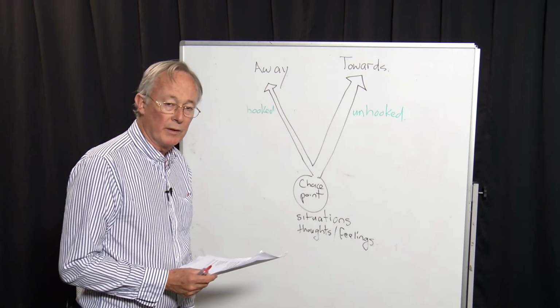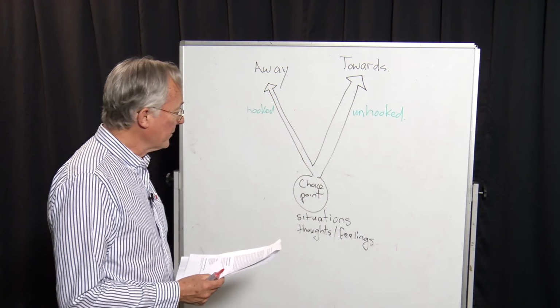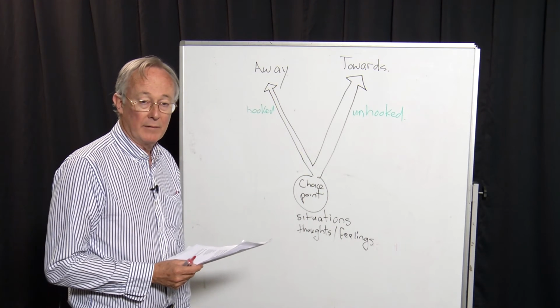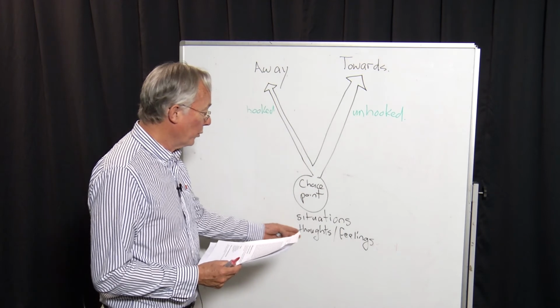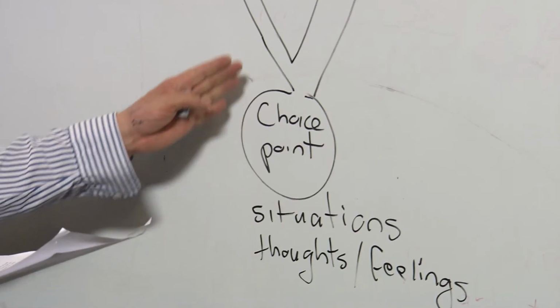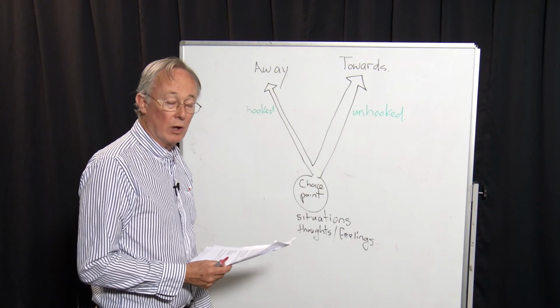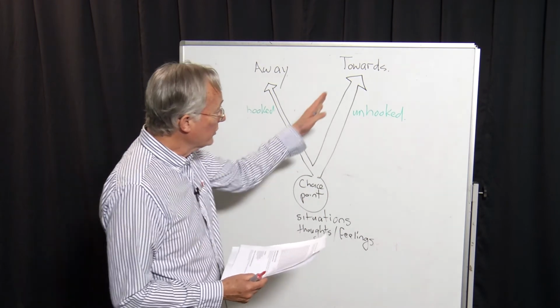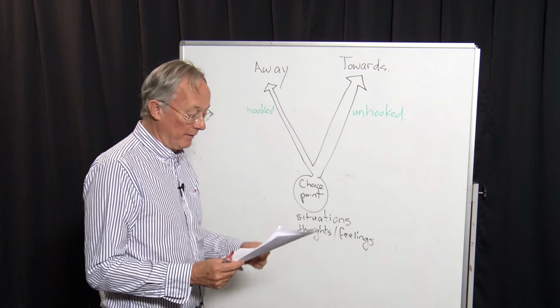This is the choice point that was developed by Russ Harris and his colleagues, and it enables the patient to see that they have a choice about their life and their situation. And so we have situations, thoughts and feelings down here and the choice point. And away moves is when the patient or client is moving away from their values. And then there's towards moves, which are in sync with their values.